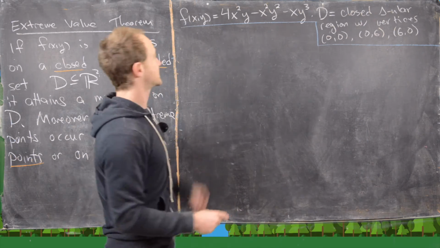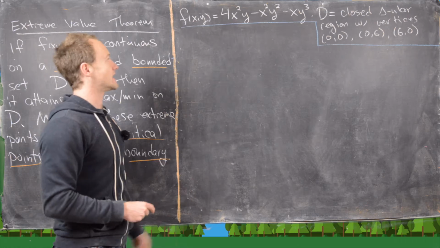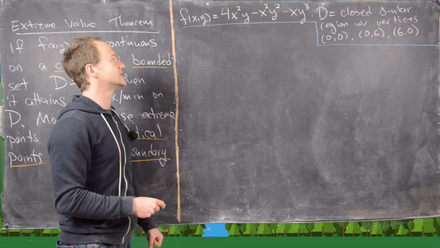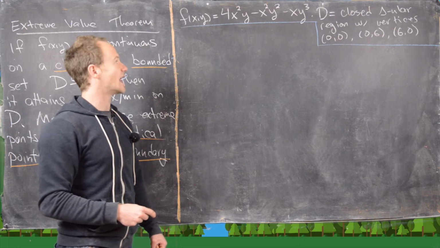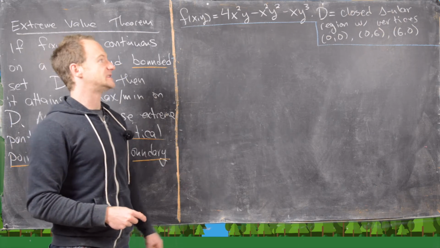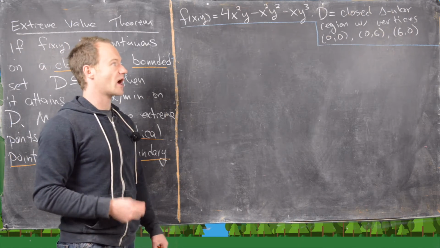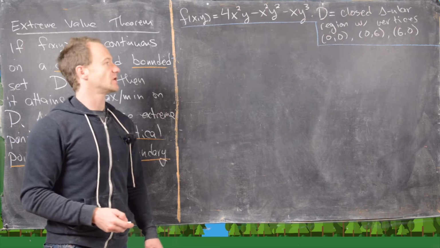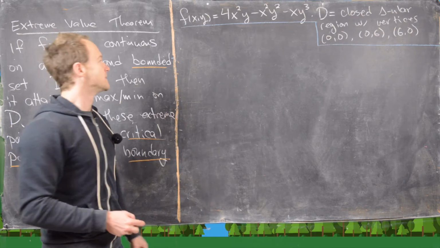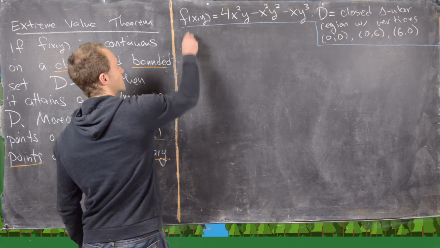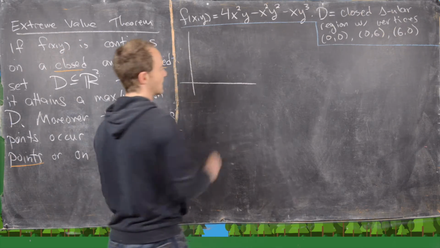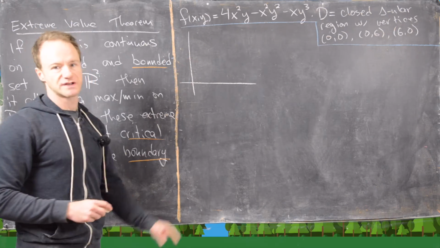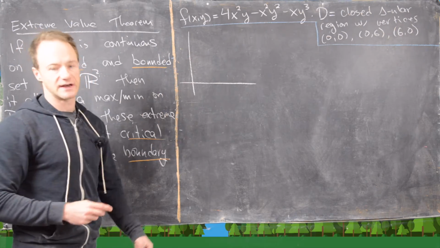Okay, so our first example is this function: f(x,y) = 4x²y - x²y² - xy³, and D is a closed triangular region with vertices the origin, (0,6), and (6,0). Before we get started, let's draw a picture of that region. Notice it's all in the first quadrant, so that's all I really need to draw.